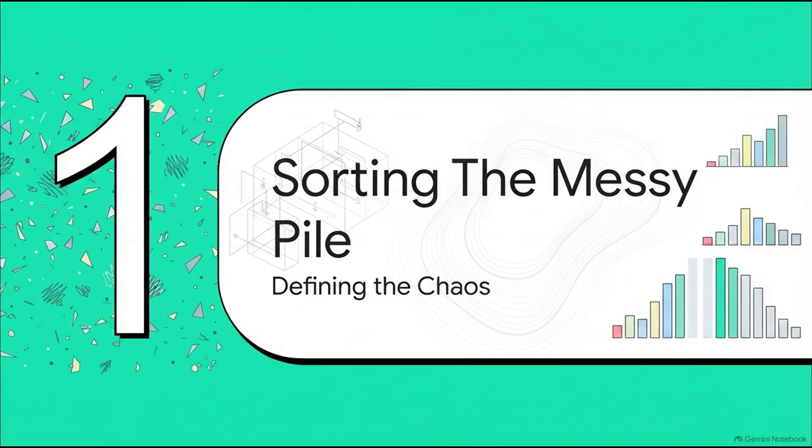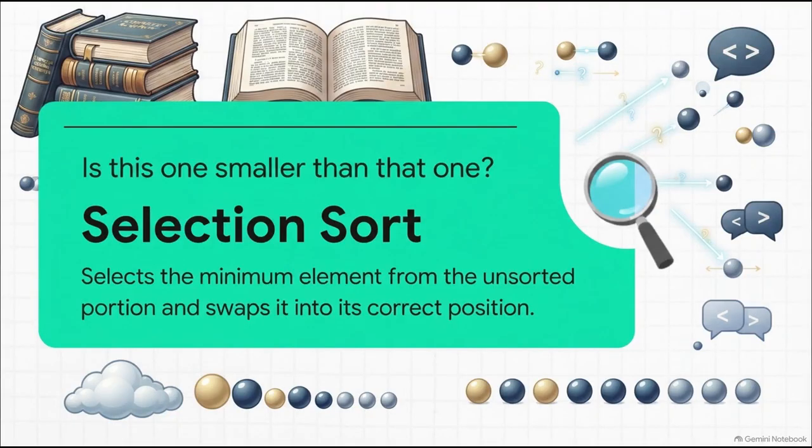Part 1. Sorting the messy pile and defining the chaos. If you crack open a standard computer science textbook, you'll find a formal definition that looks something like this. Selection sort is a simple comparison-based sorting algorithm that selects the minimum element from the unsorted portion and swaps it into its correct position. Kind of a mouthful, right?